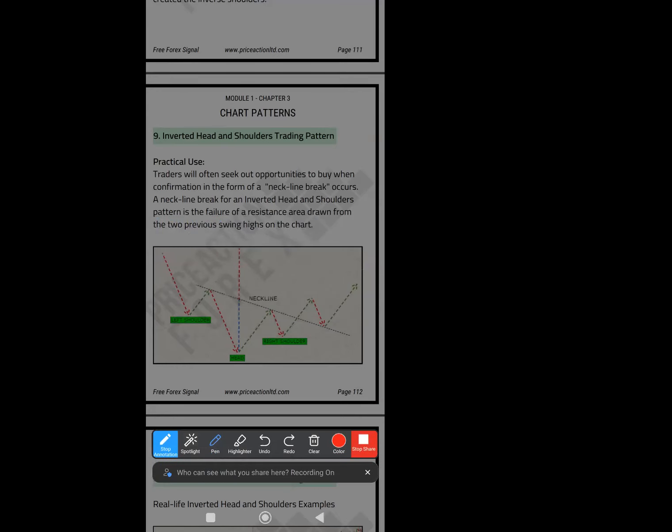You see that? So they say that a neckline break for an inverted head and shoulder pattern is the failure of the resistance area drawn from the previous swing highs on the chart. They're talking about this, the failure of the resistance. You know, this line here is the resistance. So when the resistance failed to resist the market, it resisted here, but failed to resist here. So the failure is what you call the neckline break.